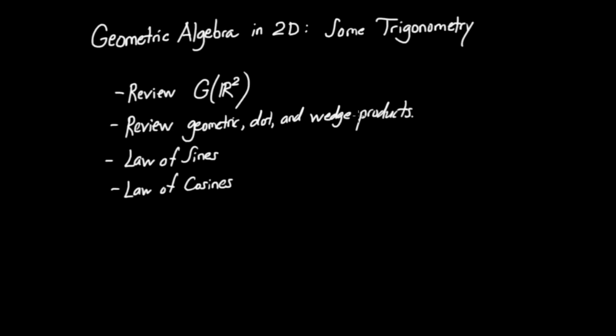Let's continue our adventure through geometric algebra by returning to the basics, by talking about some high school trigonometry. Here's what we're going to accomplish in this video. We're going to first review GR2, the geometric algebra of R2, of two-dimensional space. Then we're going to review the geometric product, the dot product, and the wedge product. Then finally, we're going to derive some familiar trig theorems. First, the law of sines, and then we're going to wrap it up with the law of cosines.